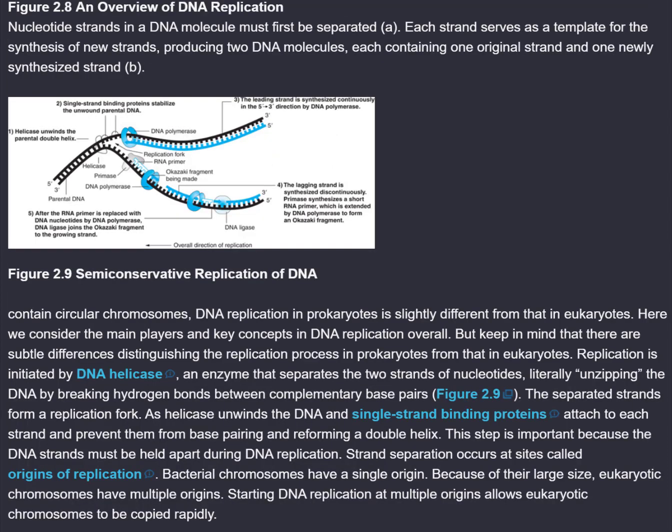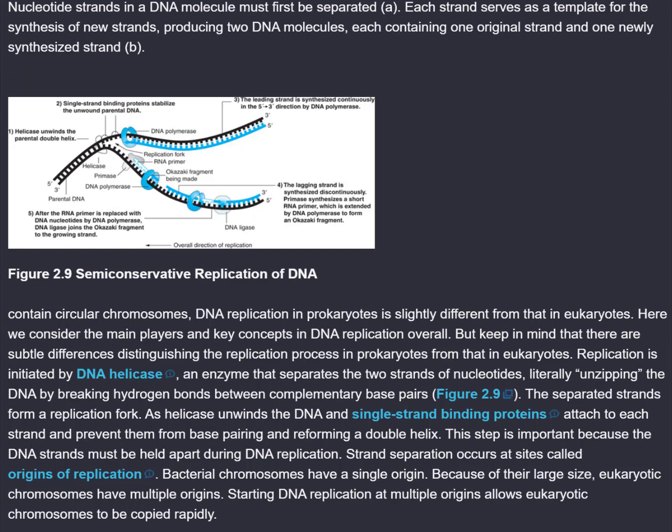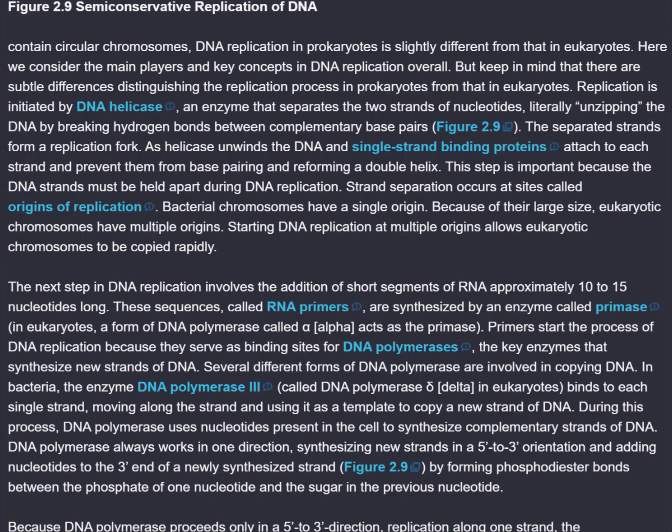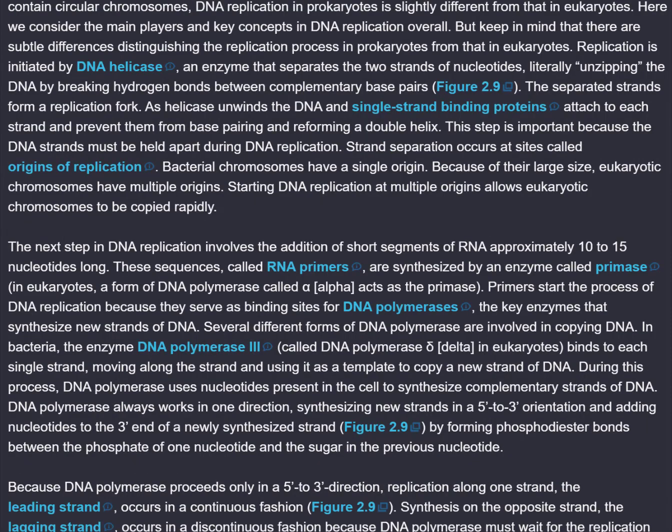Figure 2.8 An overview of DNA replication. Nucleotide strands in a DNA molecule must first be separated, A. Each strand serves as a template for the synthesis of new strands, producing two DNA molecules, each containing one original strand and one newly synthesized strand, B. Figure 2.9 Semi-conservative replication of DNA. contain circular chromosomes. DNA replication in prokaryotes is slightly different from that in eukaryotes.